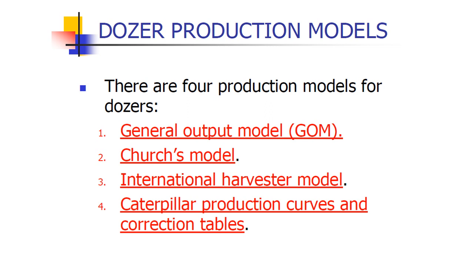So those are production models. We have four different models. However, the two within our scope are the general output model and the Caterpillar production curves and correction tables. They are named after Caterpillar because that company was the first one to develop that technique of having curves and tables to use in order to get the productivity. We're not doing any advertisement for them, but it is based on the fact that they had been developing this before other companies, and then other companies followed in their steps.